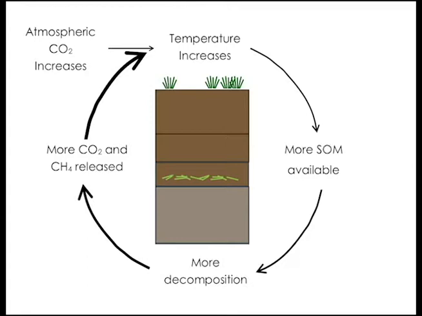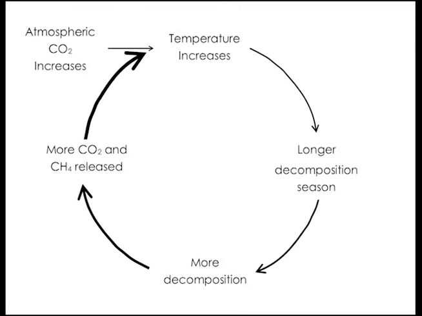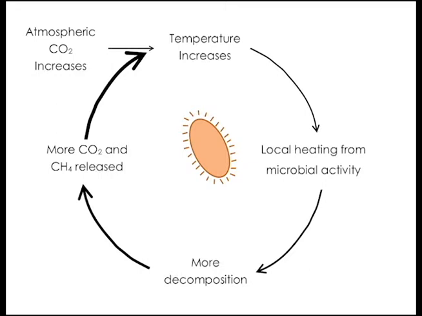This process is fairly well known and is accounted for in climate models, but there are some complementary feedbacks that are not. We said earlier that the growing season is longer. Well, this means that the decomposing season is longer too. So it's not just that there's more organic matter available to decay. The organic matter also has more time throughout the year to decay. The microbes that are doing the decomposing and respiring are releasing heat, which further warms the local soil environment.